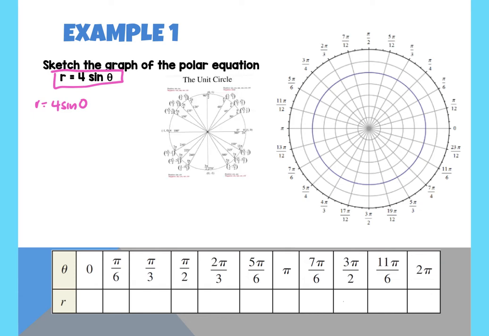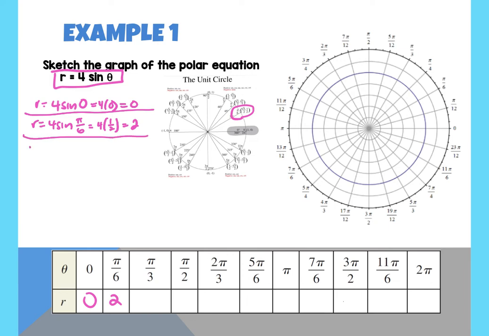All right, so at the angle 0, for the sine we're looking for the y coordinate each time for this one. The sine there is 0, so this would be 4 times 0, which is 0. So my coordinate point there is 0, 0. Then I go to the next one. r equals 4 sine pi over 6. At pi over 6, my sine is 1/2, so 4 times 1/2 is 2. Then r equals 4 sine pi over 3. This is 4 times root 3 over 2, which is 2 root 3.